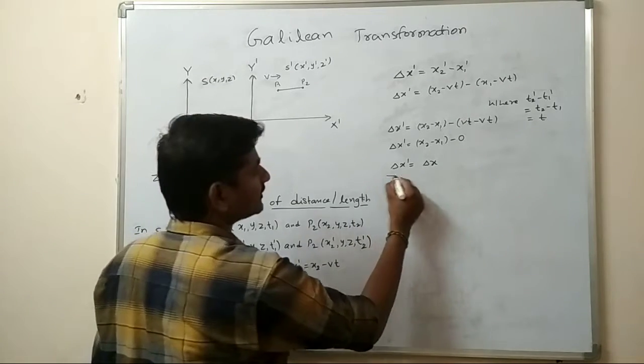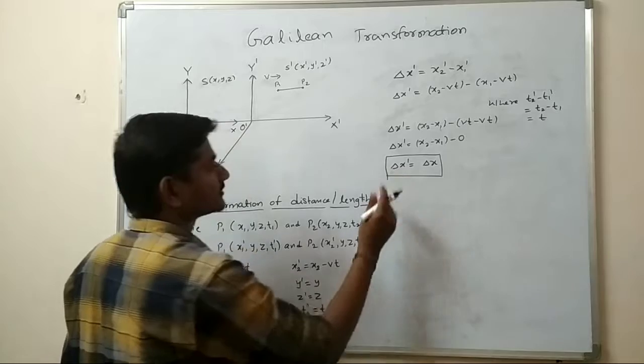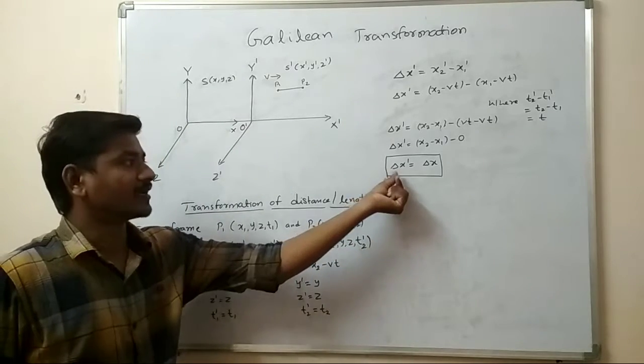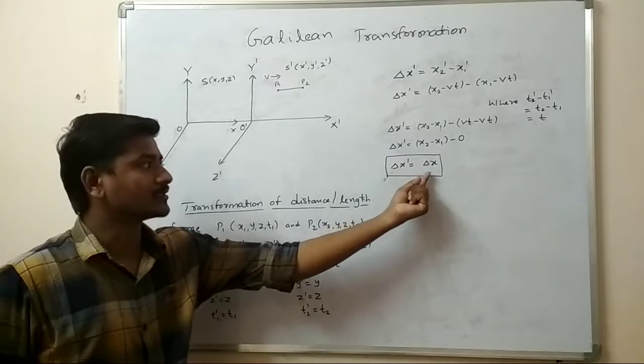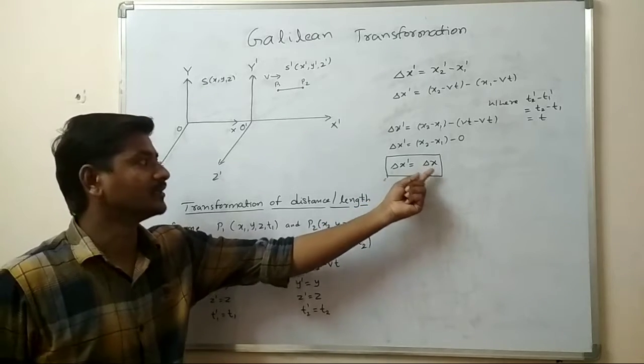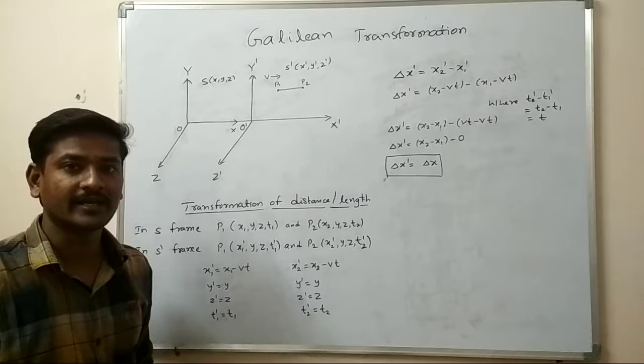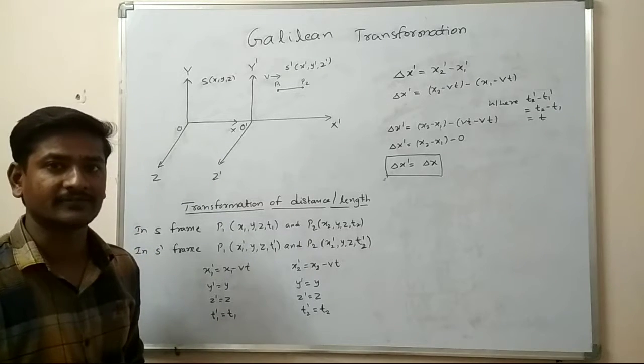From this expression, it is clear that the distance traveled by the object as measured in the frame S dash is equal to the distance traveled by the object as measured in the S frame. Therefore, the distance is invariant under Galilean transformation.